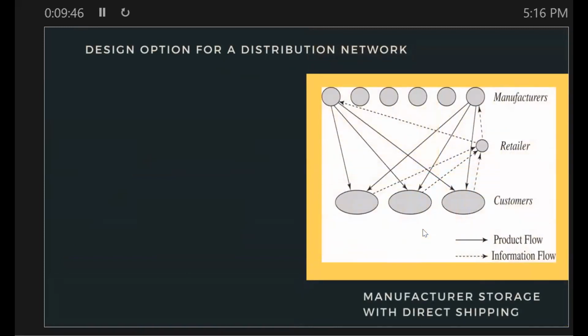The first design option for a distribution network is the manufacturer storage with direct shipping, also known as drop shipping.